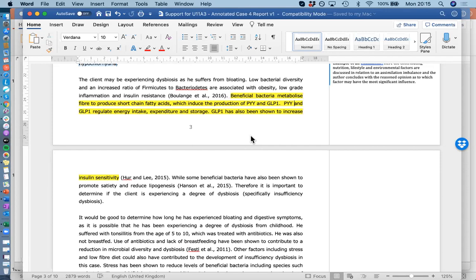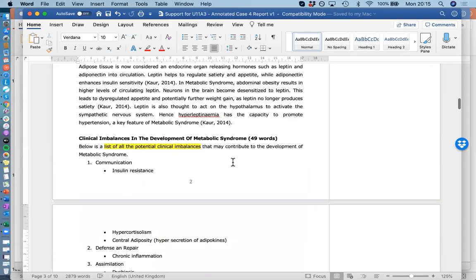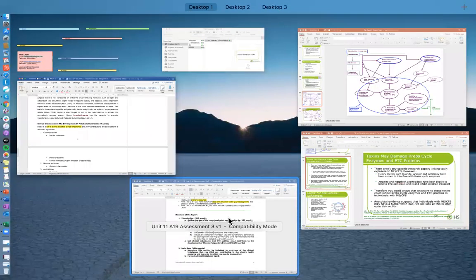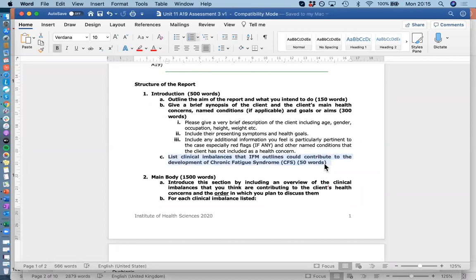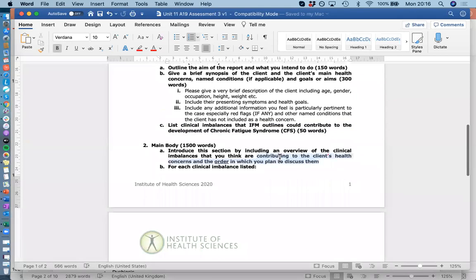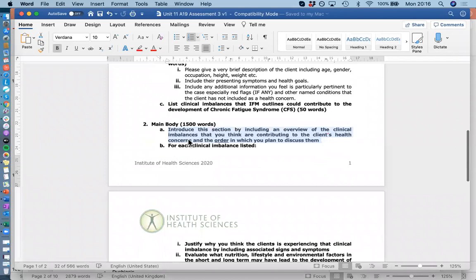And actually, Moira, just one thing with the word count. When it says at the start of the main body to list the main clinical imbalances that we feel, is that counted in the word count as well? Let me just double check. I think it was in the main body. It just said start off introducing. Here. Yes, it is in the main body, this is part of it. Okay, brilliant. That's great. Just to clarify that.